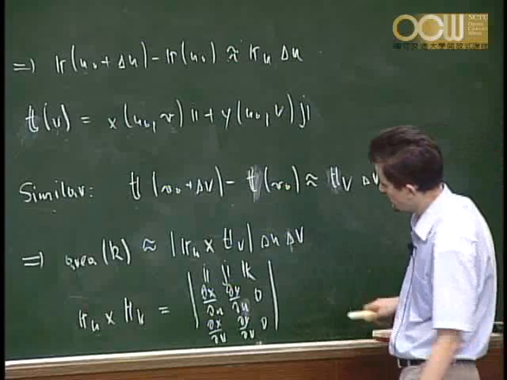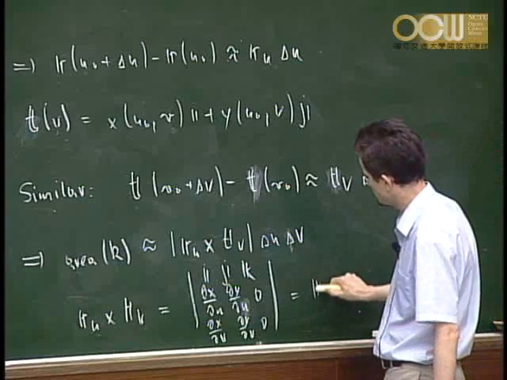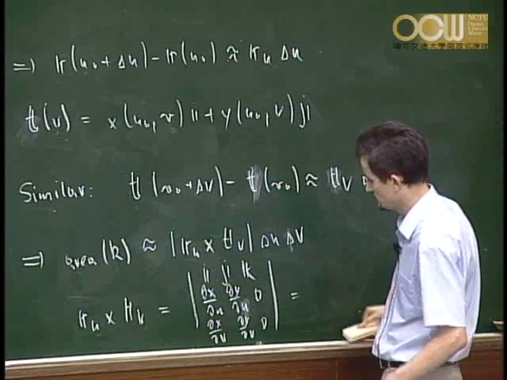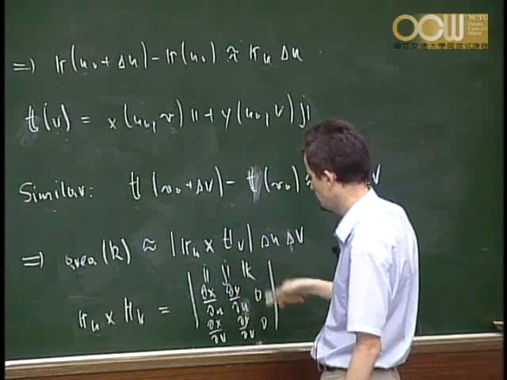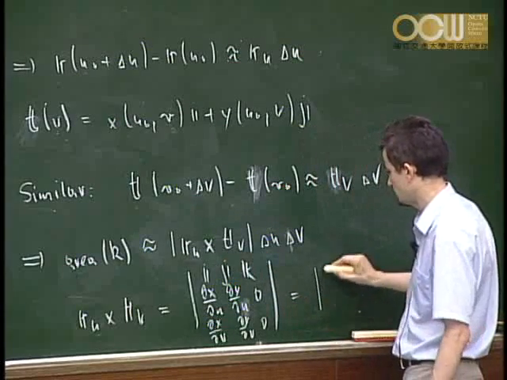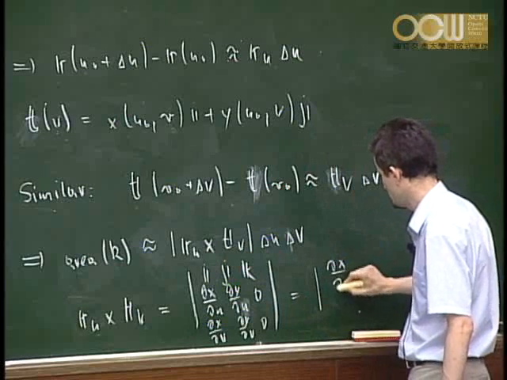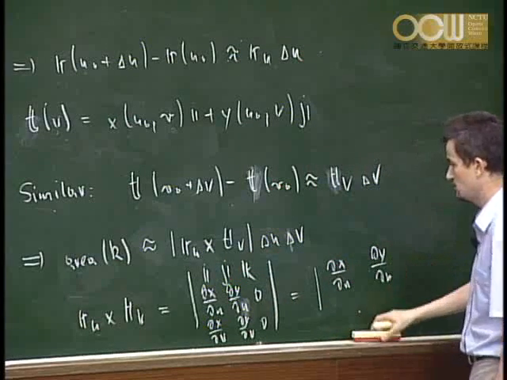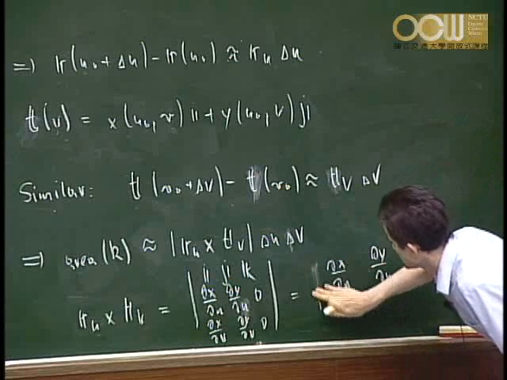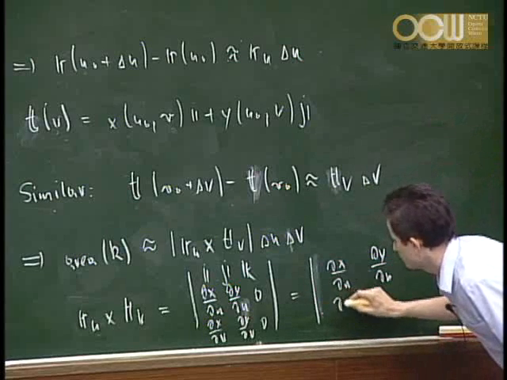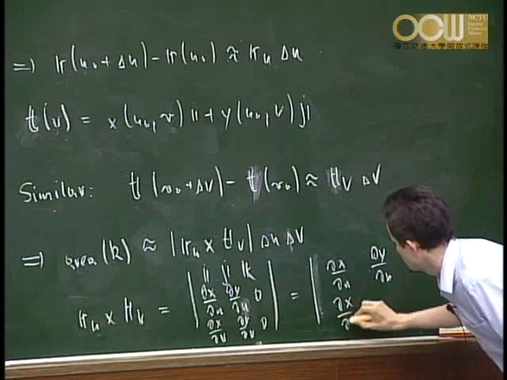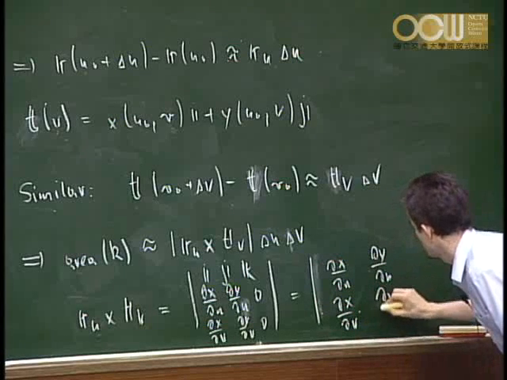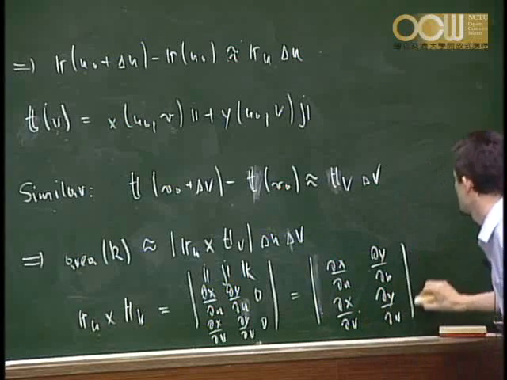Okay, and this, by the general rule for the determinants, the only one which is left is the last one. So I get the determinant of, and here I have the partial derivative of x with respect to v, and here the partial derivative of y with respect to v times k.